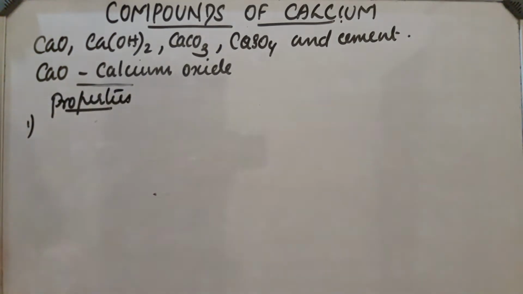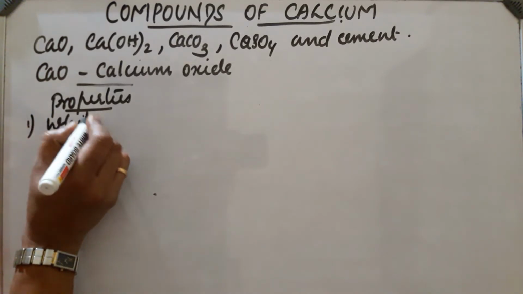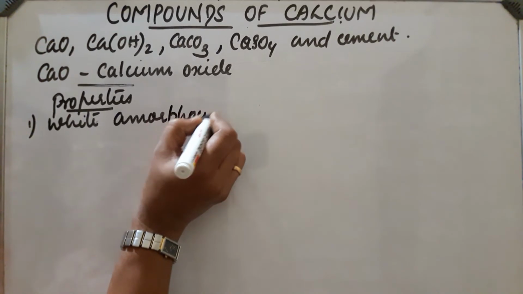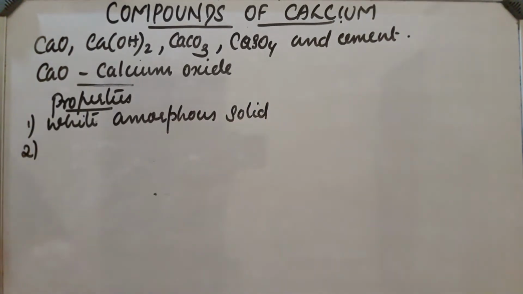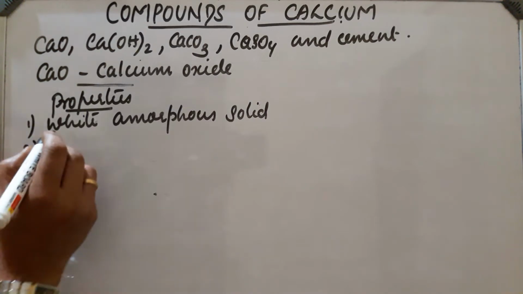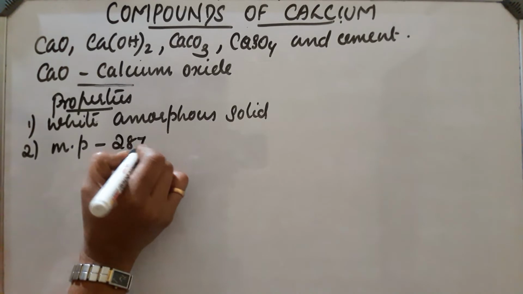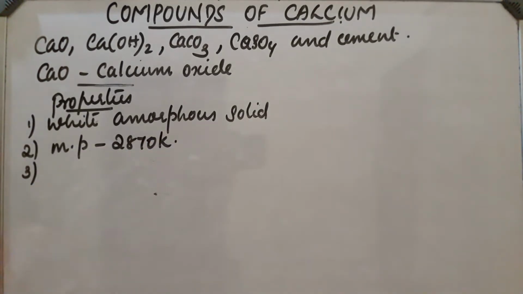First property, it is a white amorphous solid. Then its melting point is about 2870 Kelvin. Next, on exposure to the atmosphere, it absorbs moisture and carbon dioxide, and the following reactions take place.